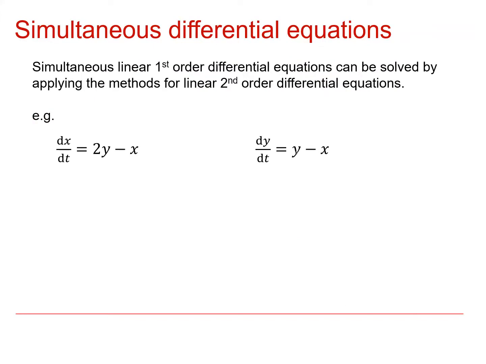Here I've got a pair of differential equations. One involves dx by dt and y and x, and the other involves dy by dt and y and x. So I've got two dependent variables. They are x and y. And I've got one independent variable, which is t. And as you can see, my derivatives are both with respect to t.